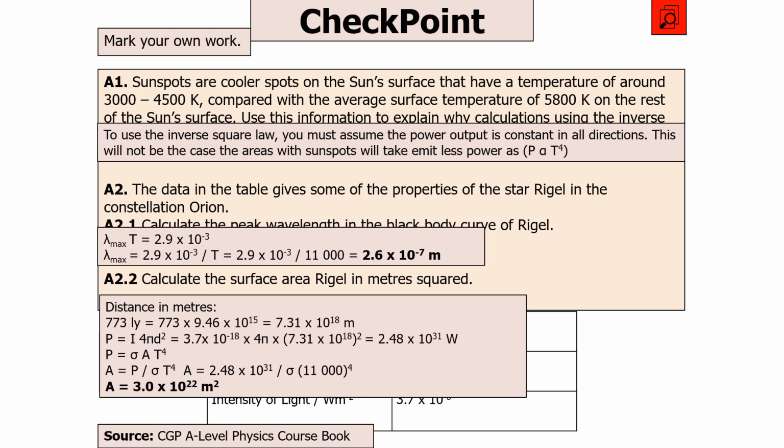Now what is d? The distance is going to be the distance between us and Rigel, so we're going to convert that into meters if you want to work out a value in meters squared later. So we convert from light years into meters. That conversion is given to you on the equation sheet. You then pop it in to work out the power, pop that into Stefan's law, so you get out 3.0 times 10 to the 22 meters squared.